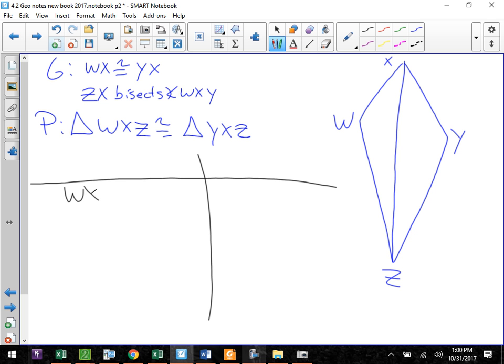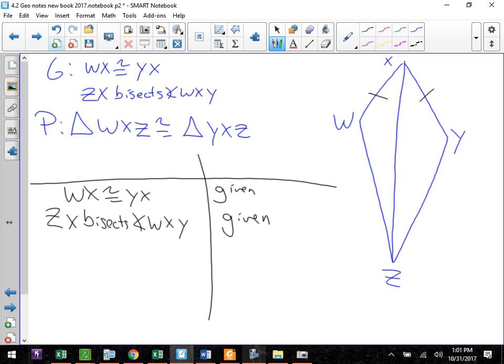We're given WX is congruent to YX. What should I do to my diagram? Perfect, yeah, add the tick marks. I add my tick marks right away. Now I go to my next given. My next given tells me that the one segment bisects the angle. Which means go to your diagram.